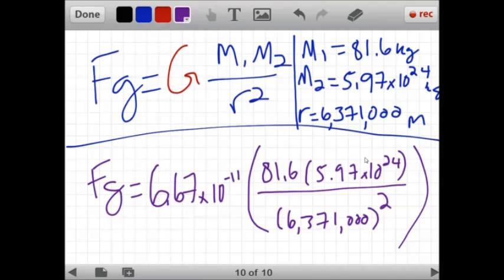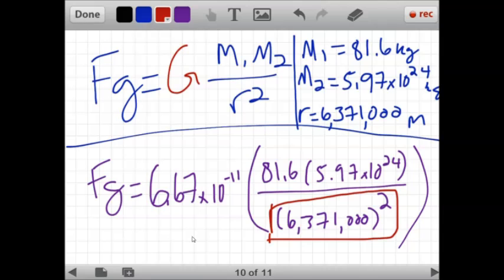Okay, so the only thing that makes this equation tricky is really the scientific notation. But remember, the very first thing that you need to take care of is this number that's being squared, PEMDAS, right? Do the exponent first. So when I punch this in my calculator, I'm going to square this number. I'm going to multiply these two and divide by whatever this is equal to. And then I'm going to multiply by 6.67 times 10 to the negative 11. So let me go ahead and do that.